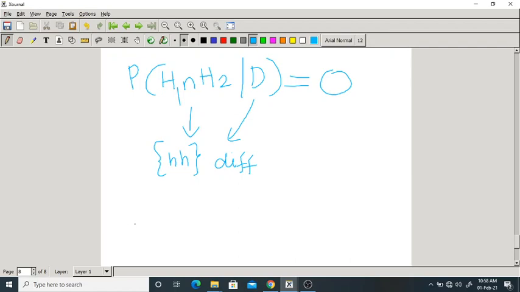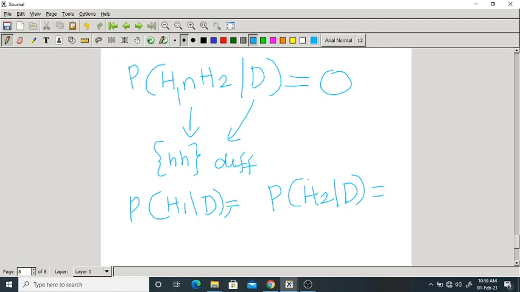Okay, so I will give homework. Find the probability of H1 intersection D, and find the probability of H2 given D. Find the probability of H1 given D and the probability of H2 given D. You find these two, compare with this, and check whether this is conditionally independent or not.